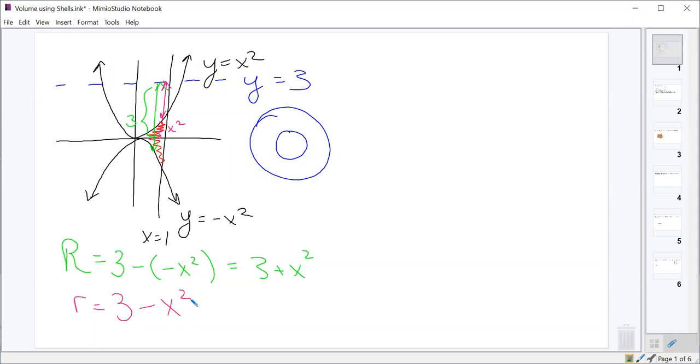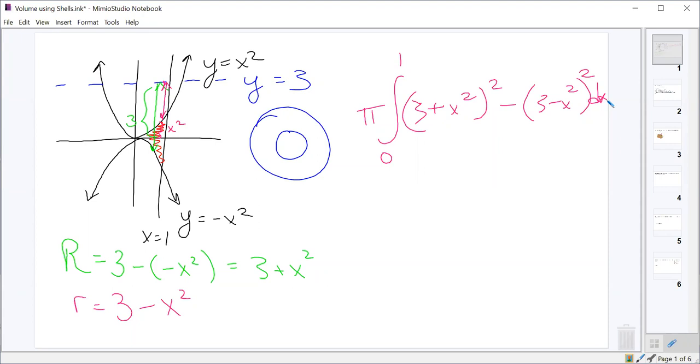What are our limits of integration? 0 to 1. 0 because we're at the origin, 1 because we're ending at the line x equals 1. And then it should just be outer radius squared, and then inner radius squared, subtracted, integrated, get a number. If you want to distribute all that out and solve it, you can.